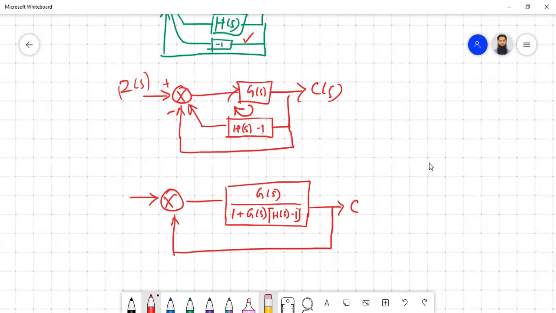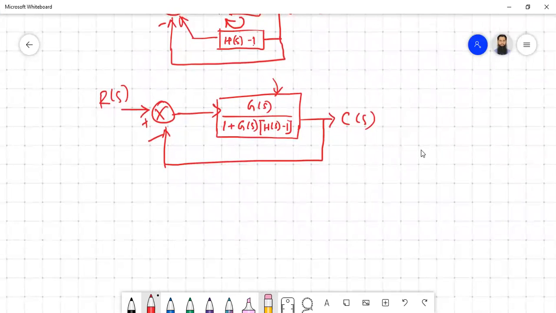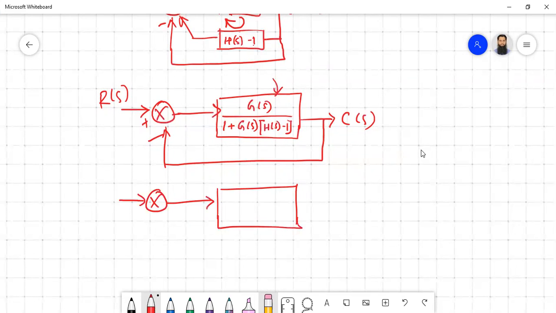So a non-unity feedback system is actually converted into a unity feedback system. Now, this is our forward path gain, so we can simply apply the same formula. We can slightly modify it further, so it will be something like this: G of S divided by 1 plus G of S, H of S, minus G of S.